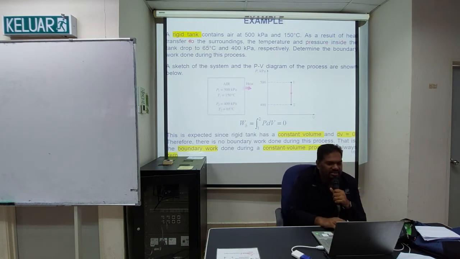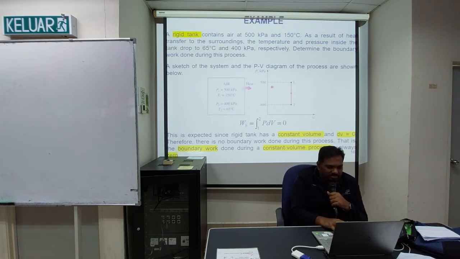As a result of heat transfer to the surrounding. So meaning heat is transferred, Q out. The temperature and pressure inside the tank drop to 65 degrees Celsius and 400 kilopascal. So P2 equals to 400 kPa and T2 adalah 65 degrees. So determine the boundary work done during the process. So lukis dulu graf, lukis sketch dengan graf. Okay, sketch adalah ini. Okay, so I think you know how to draw this. Okay, from the question you can draw this.